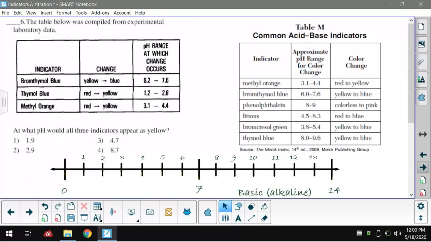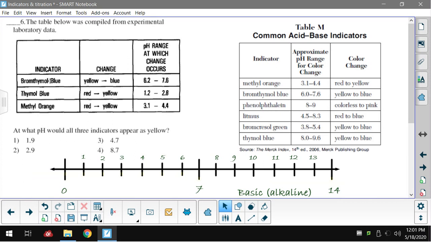Number 6, here's a bunch of information. It says we did some experiments and we found that this solution, all right, we put some bromothymol blue in it, okay? Then we took another sample of the solution, put thymol blue in it, and then we put another sample of the solution, we put methyl orange in it. And what happened? Well, it says, at what pH would all 3 indicators appear as yellow?